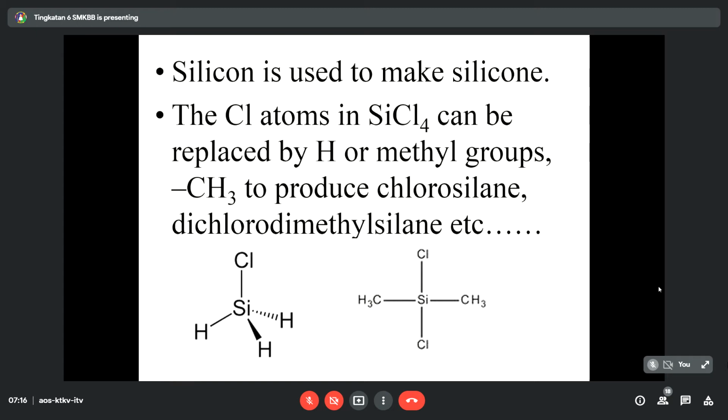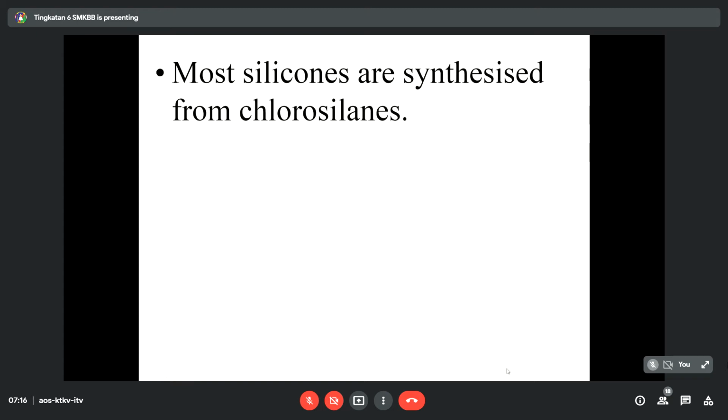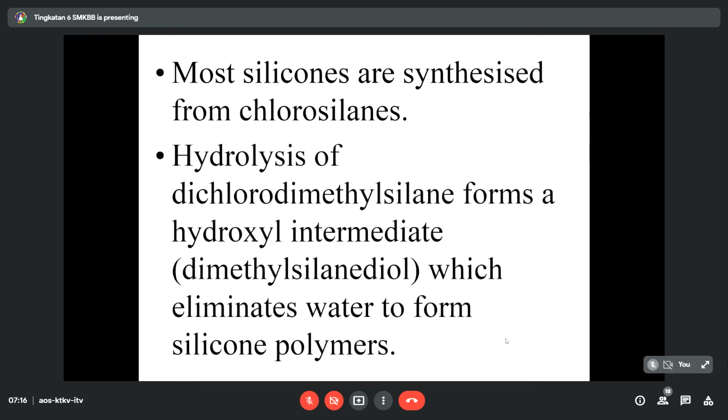Right? So it will become a long chain. So that is hydrolysis of, let's say we use dichlorodimethylsilane. Then you are going to form a hydroxyl. That means you're going to get a diol. Diol means there are 2 OH there. Of course, it eliminates water, forming a silicon polymer.